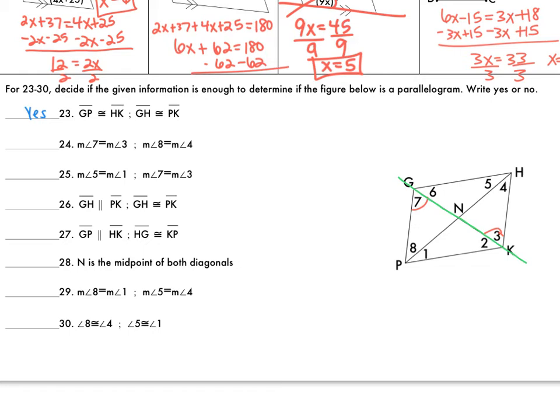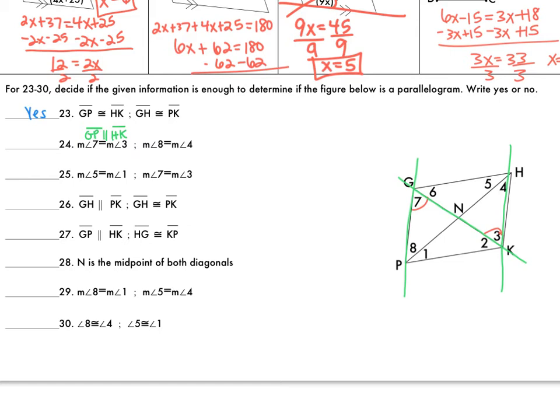So to form angle 7, I need PG, and to form angle 3, I need HK. So I extend those out. All right, so because alternate interior angles are congruent, therefore the lines are parallel. So from that statement, the measure of angle 7 is congruent to the measure of angle 3, I know that GP is parallel to HK. I'm going to do the same thing with the other ones.